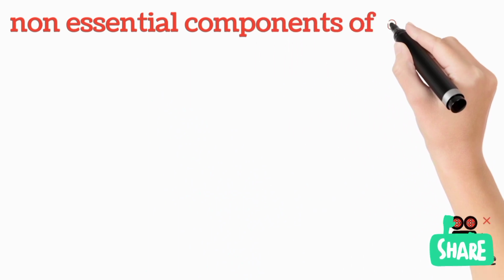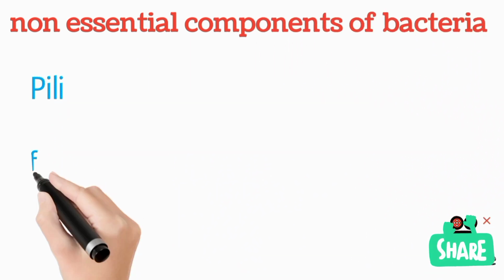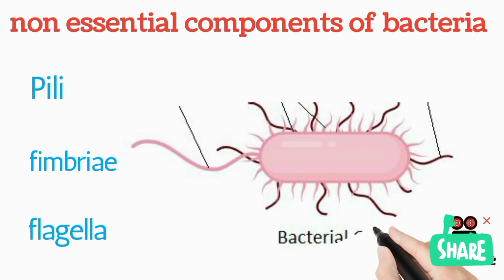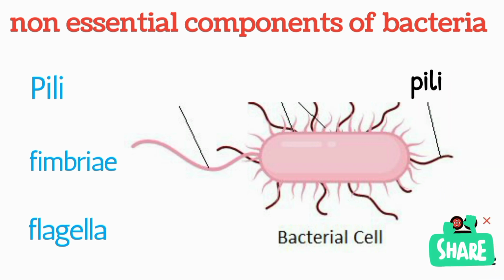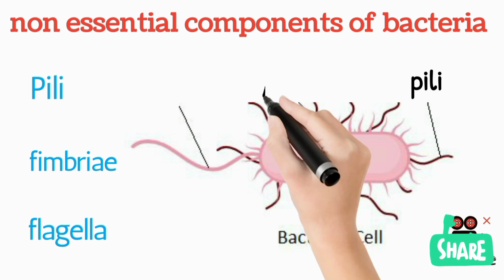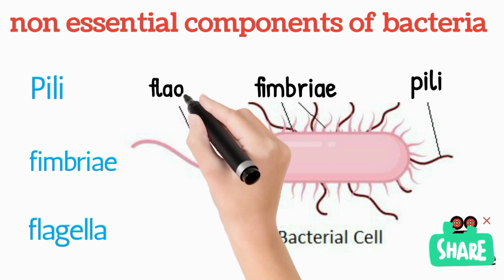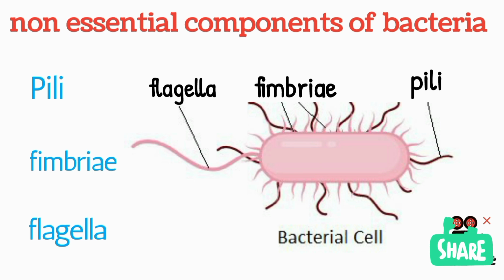Other non-essential components of bacteria include pili, fimbriae, and flagella. These three are closely related to each other. That's why I will discuss them together. See, this is pili. These are hair-like structures. And then these are fimbriae. These are smaller as compared to pili. And then we have flagella. These are the longest structures. Flagella are bigger than pili, and pili are bigger than fimbriae. So you have to know that pili are larger in size than fimbriae. Fimbriae are the shortest, we can say.